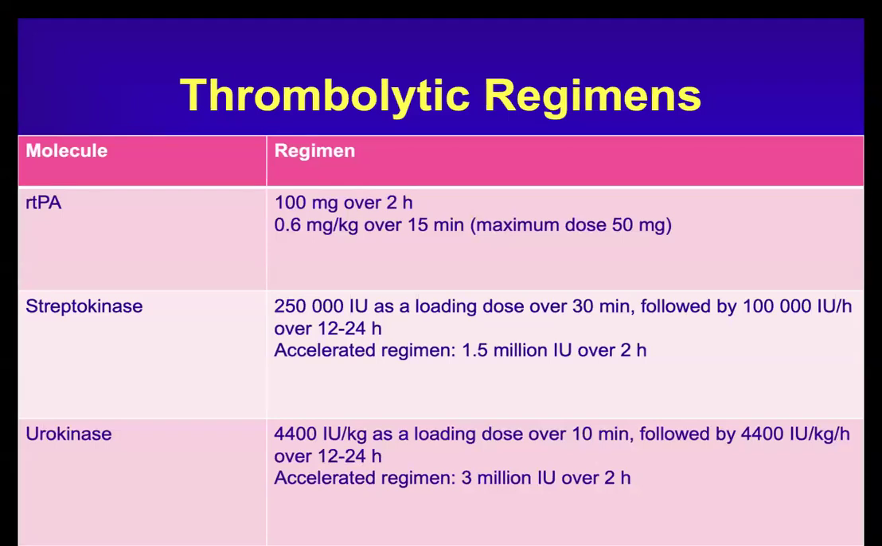The thrombolytic regimens include rtPA, which is most commonly used nowadays. The others are streptokinase and urokinase. The dose of rtPA is 100 mg over 2 hours, but initially you give an infusion of 0.6 mg per kg over 15 minutes, and then you would give the rest of the dose, and the maximum dose in the first 15 minutes is up to 50 mg. Streptokinase, the other one which is commonly used, is less expensive as compared to rtPA, but is not preferred nowadays, and urokinase is not currently available. So we have got experience with rtPA and streptokinase.